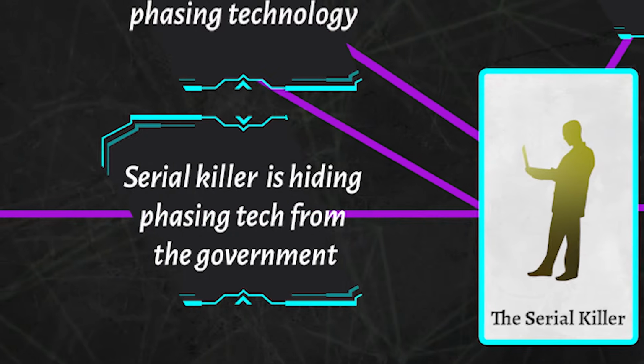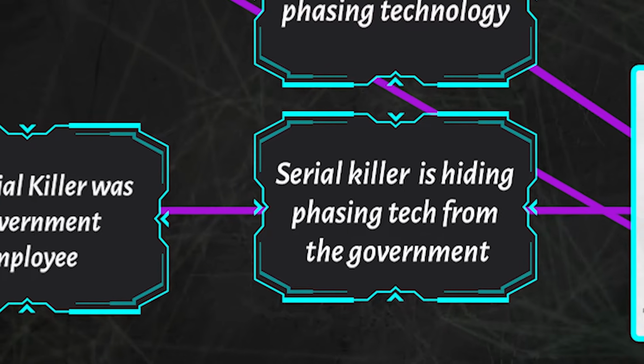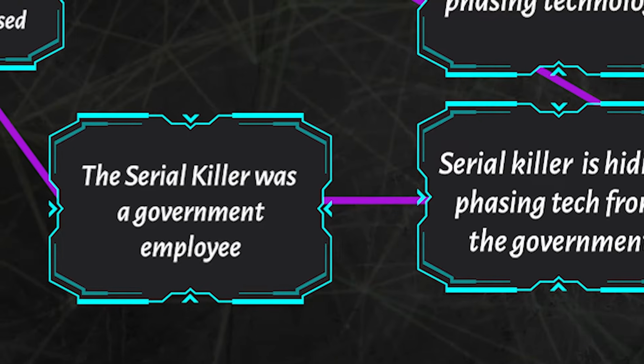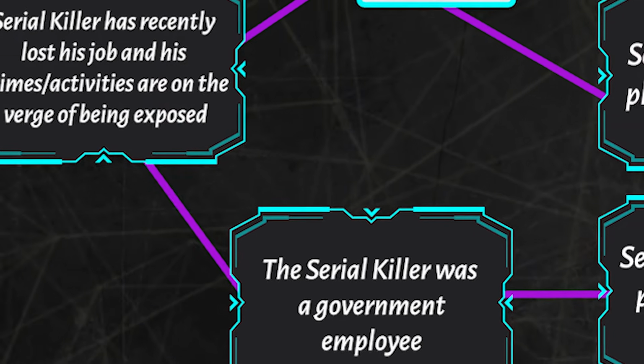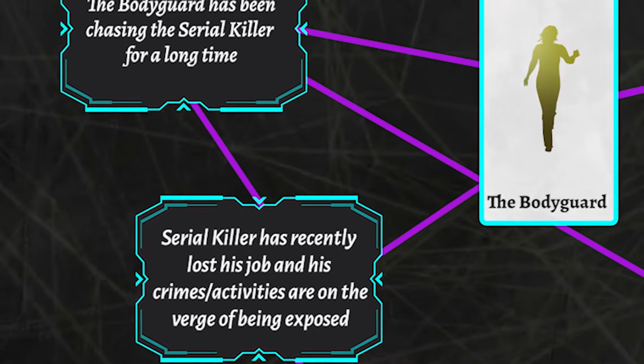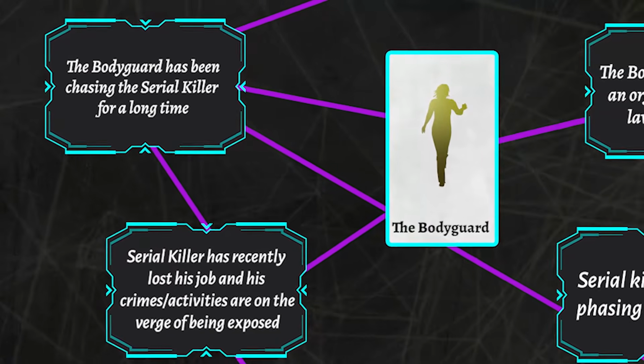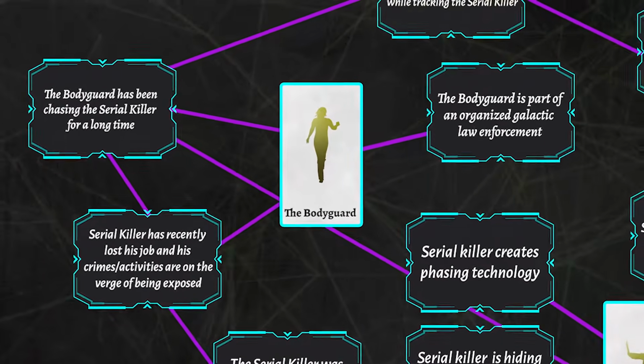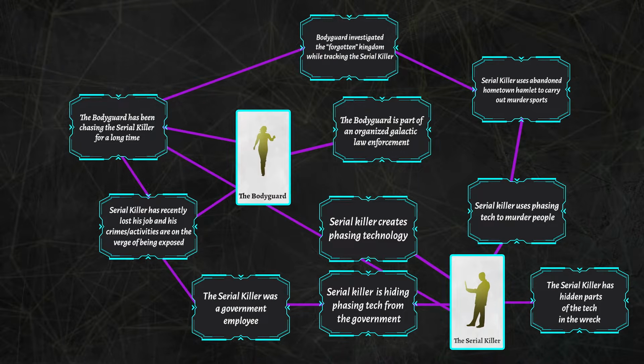Maybe the programmer works for the government and was building his android, doing his phasing technology on the side. Maybe some government officials have gotten wind of his extracurriculars, we'll say. This serial killer has lost his job and is potentially on the verge of being exposed. His crimes and also this sort of phasing technology that he's developed, and whatever government that is, the planetary governments, what have you, they want to take that technology.